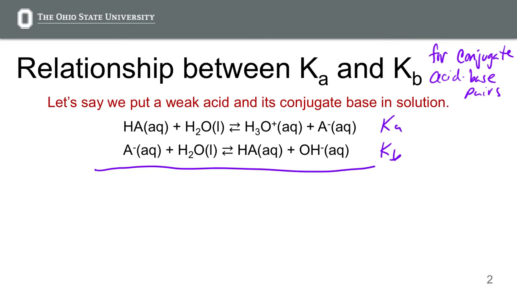So we have our two equilibria at play. We have our weak acid and its equilibrium with water, so it's going to form H3O plus and A minus, the conjugate base. But we're also going to somehow, probably in the form of a salt, put the conjugate base in solution. So this is different. It's the same formula as this A minus, but it's a different way of adding it to the solution. So we're going to explicitly add A minus to the solution. It's going to have an equilibrium with water to form the conjugate acid and hydroxide.